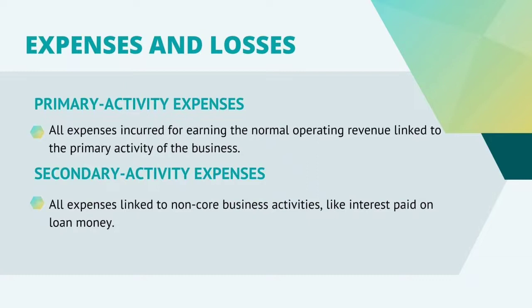Ano po? Halimbawa po nito, mayroon tayong tinatawag na primary activity expenses. These are all the expenses incurred for earning the normal operating revenue. Halimbawa, yung mga primary activity natin of the business. Included po dito yung mga cost of goods that we are going to sell, yung mga selling, general and administrative expenses. Ito po yun, for example, yung expenses natin sa research and development.